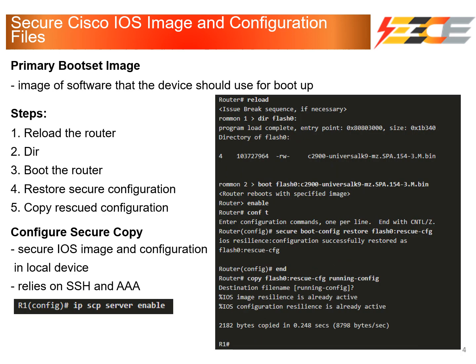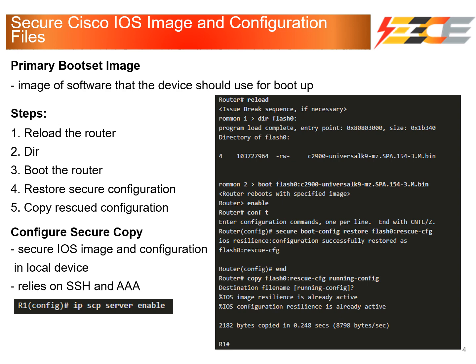Primary bootset image. Image of software that the device should use for boot up. The steps for primary bootset image are: first step is reload the router using the reload command. Step 2 is enter the dir command or directory to list the contents of the device that contains the secure bootset file. Third step is boot the router with the secure bootset image using the boot command, followed by the flash memory location, a colon, and the file name found in step 2.